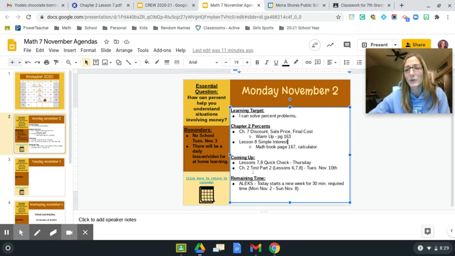And then a chapter test to wrap up chapter 2, percents. We're going to take part 2, which would cover lessons 6, 7, and 8. Tuesday, November 10th is the date that we currently have, and most likely the date that you will be taking it unless something changes. So plan on that as well. That's a week away, a little over a week away.